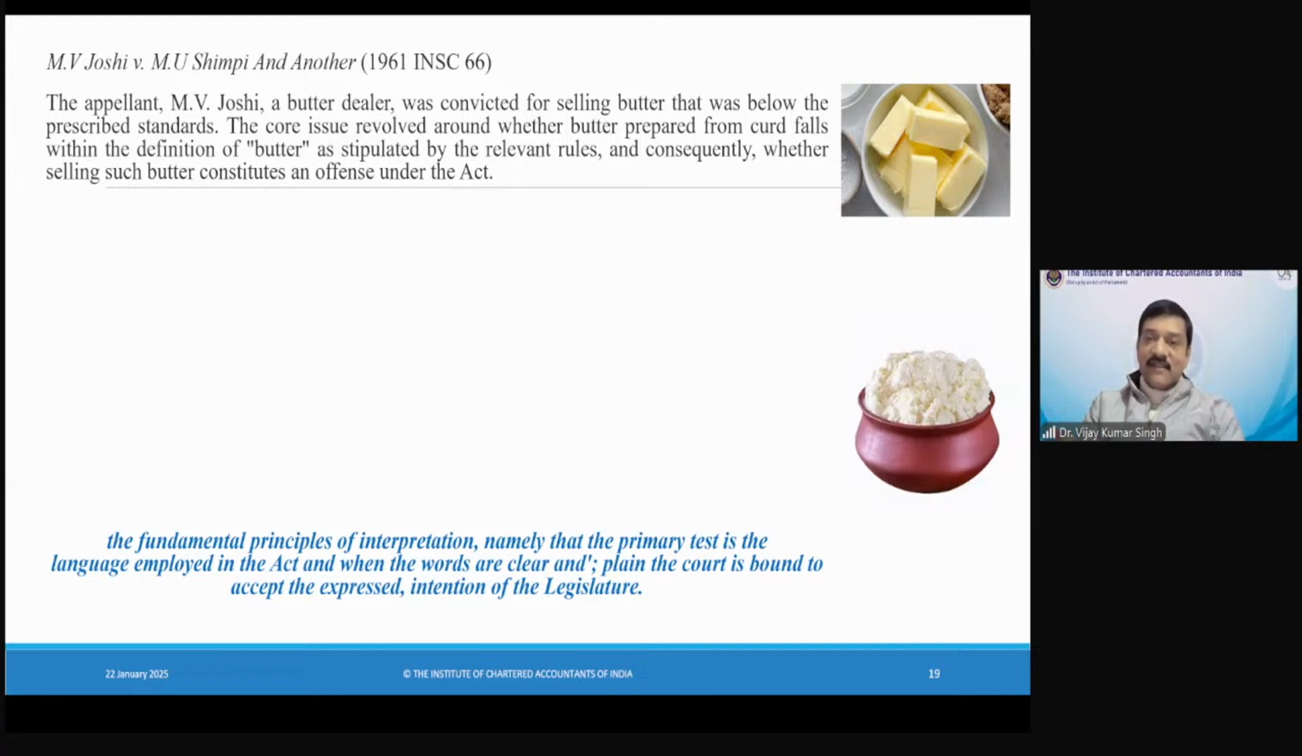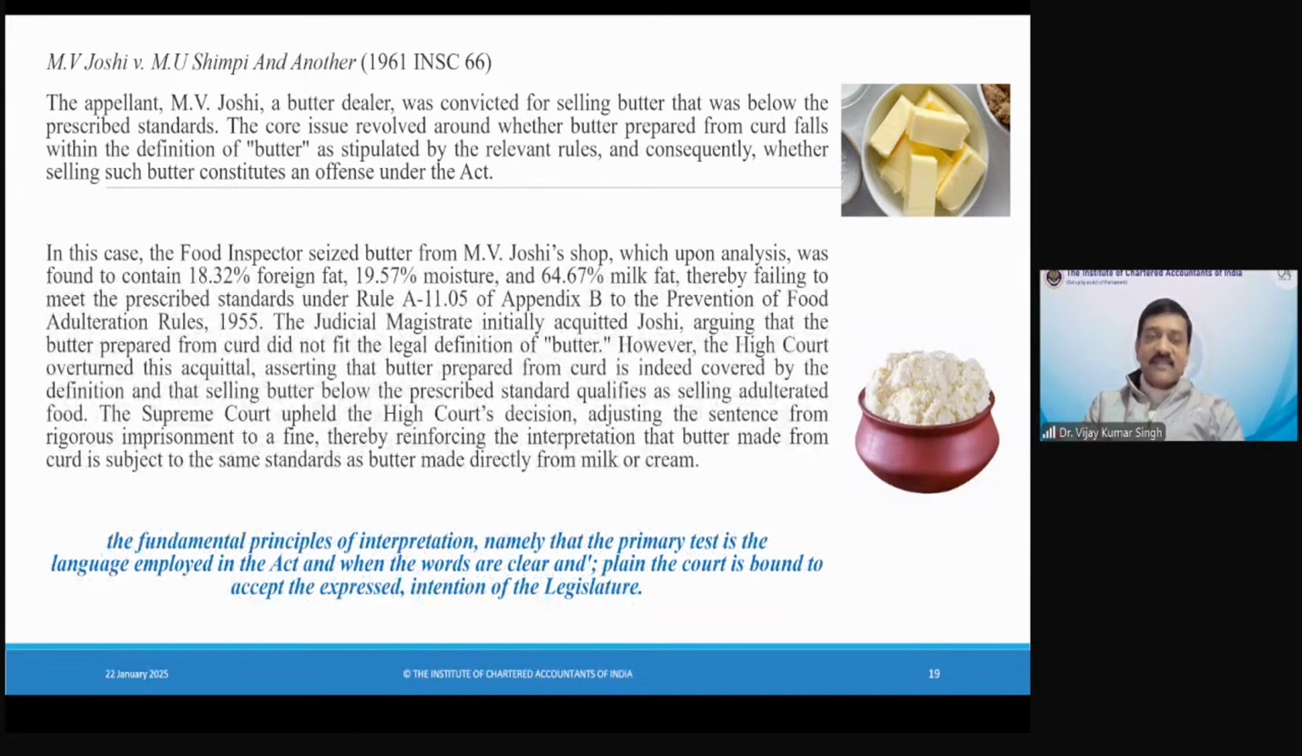But the court said that it is not the situation. In this case, the food inspector seized the butter from M.V. Joshi's shop, which upon analysis was found to contain so much foreign fat, so much moisture and milk fat, thereby failing to meet the prescribed standards. And it was held that it is a violation. The judicial magistrate initially acquitted Joshi, arguing that butter prepared from curd did not fit the legal definition of butter. However, the High Court overturned this acquittal, asserting that butter prepared from curd is indeed covered by the definition, and that selling butter below the prescribed standard qualifies as selling adulterated food.